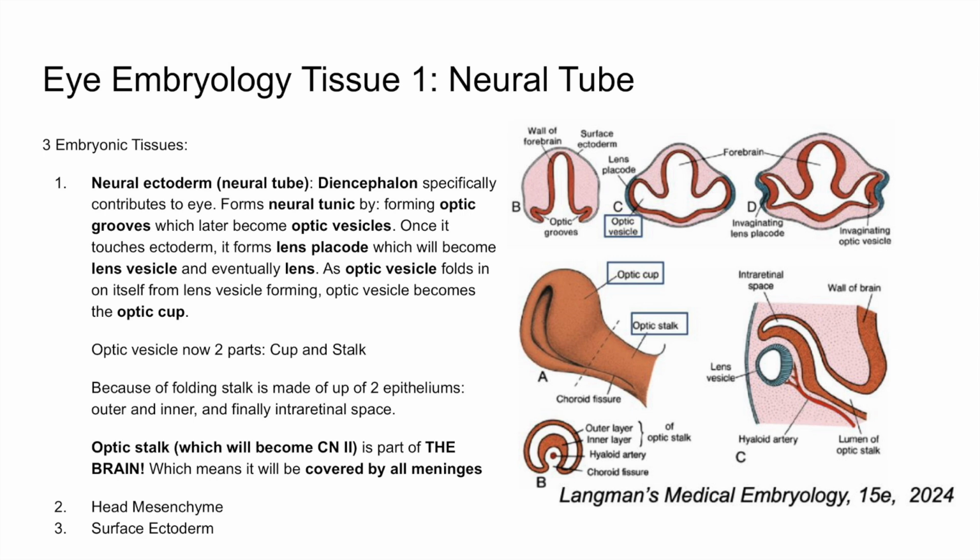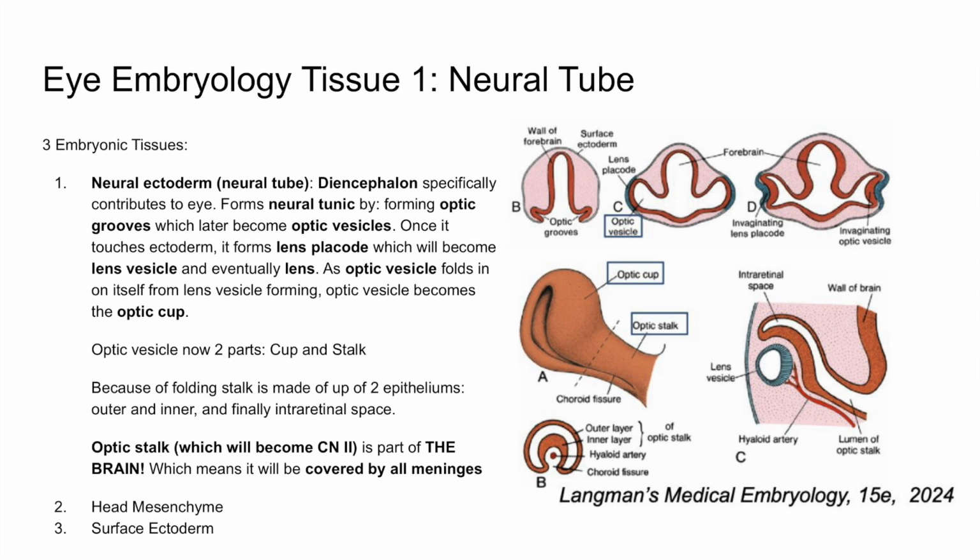Because the optic cup forms by invagination, it creates 2 layers, an inner and an outer layer, and a transient space between them called the intraretinal space. The inner layer will go on to form the neural retina, which contains the photoreceptors and neurons, while the outer layer becomes the retinal pigment epithelium, which supports those photoreceptors. The optic stalk itself undergoes similar folding and contains a groove called the choroid fissure, which allows the hyaloid artery to reach the developing eye. This artery later regresses, but is important during embryology and development in general.